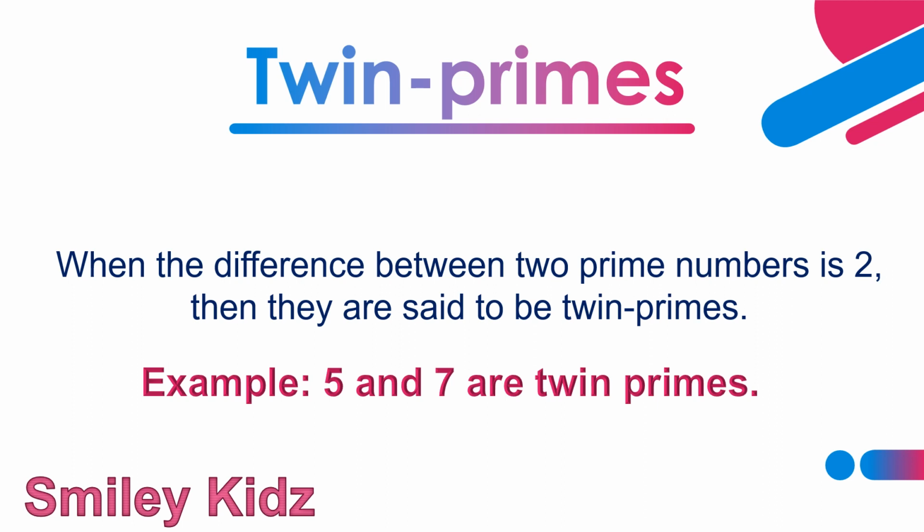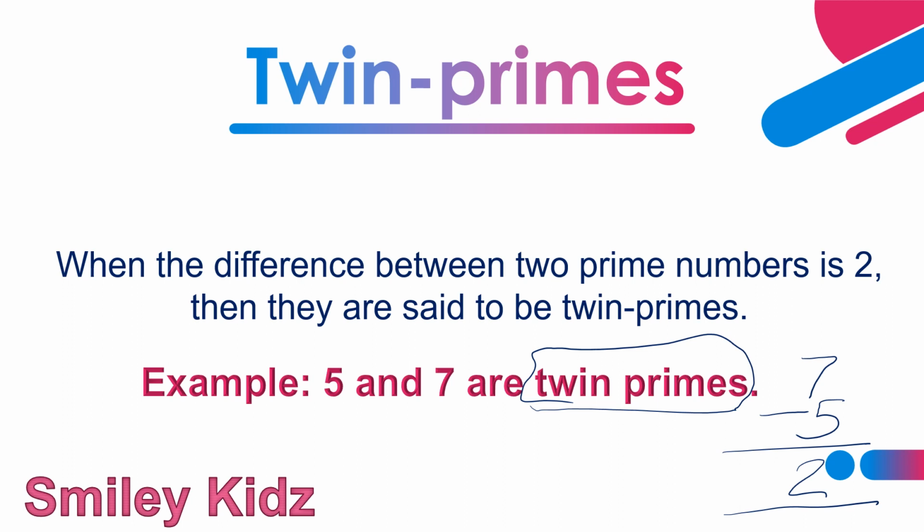Twin primes. When the difference between two prime numbers is 2, then they are said to be twin primes. Example 5 and 7 are twin primes because when we subtract 7 and 5 we get 2. So 7 and 5 are twin primes.